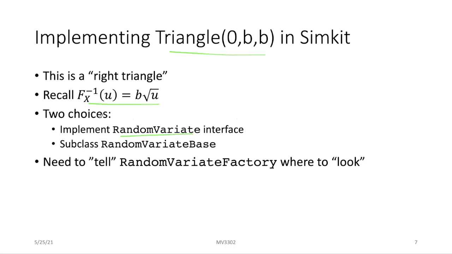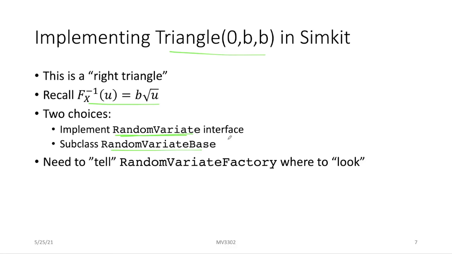So there are two choices in Simkit, depending on how lazy one is. One is to implement the random variate interface. And the other is there's also an abstract base class called random variate base, which actually just implements the random number piece.